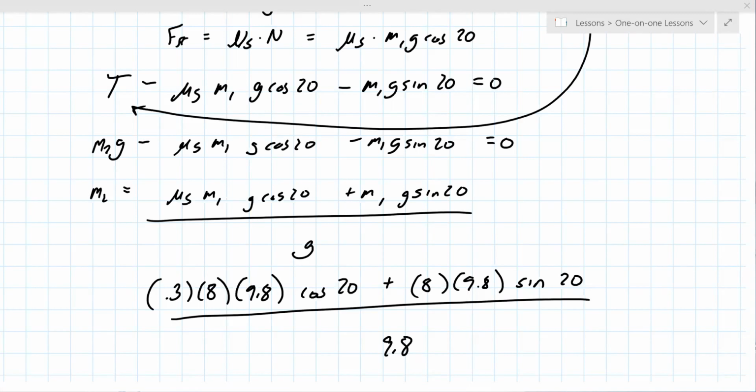A lot of mistakes are made just putting this in the calculator. Yeah, that's why I'm doing it individually. That's something I'm trying to be careful about.